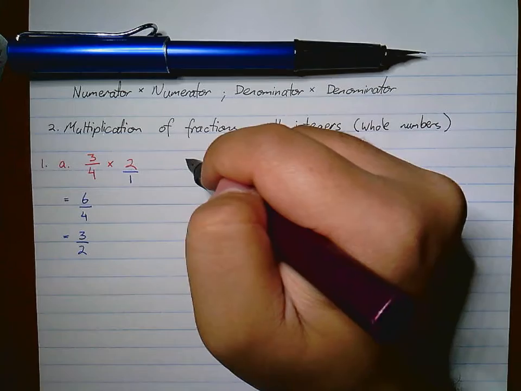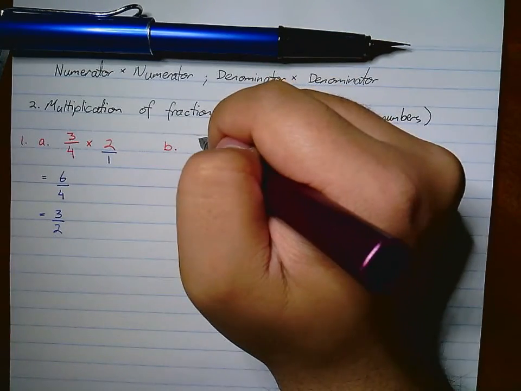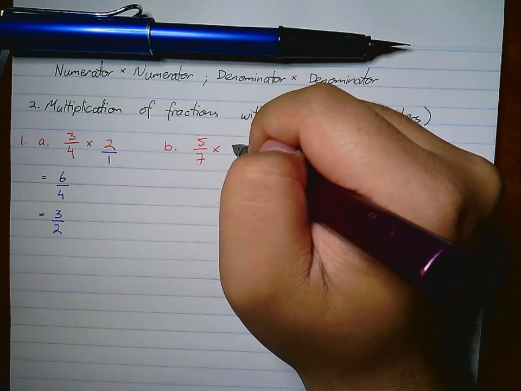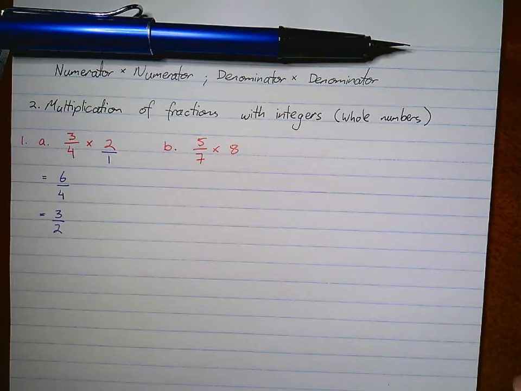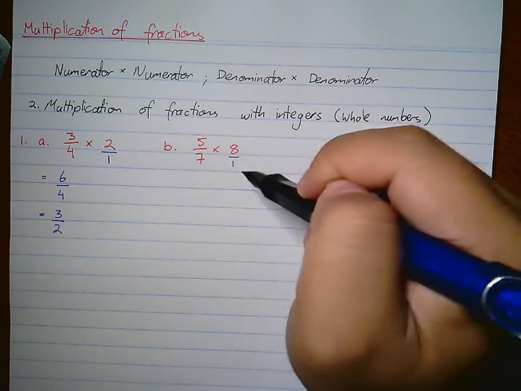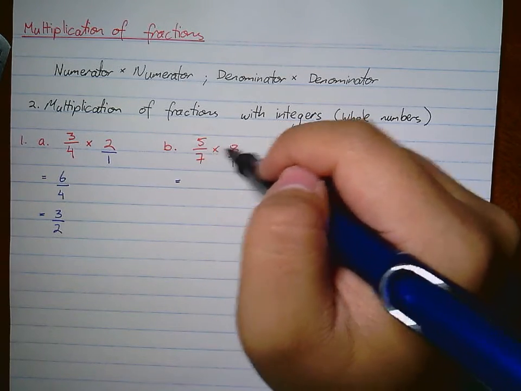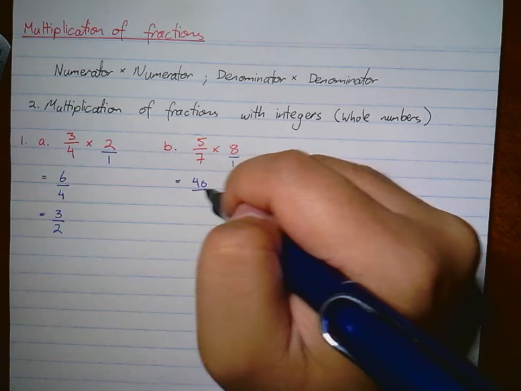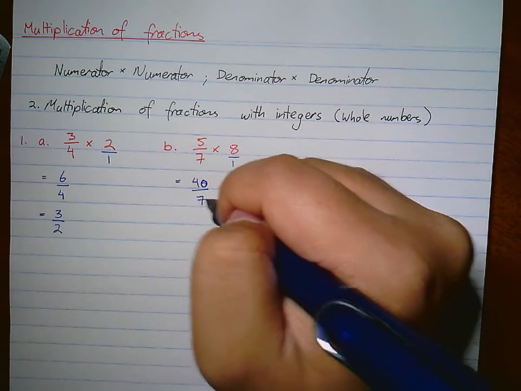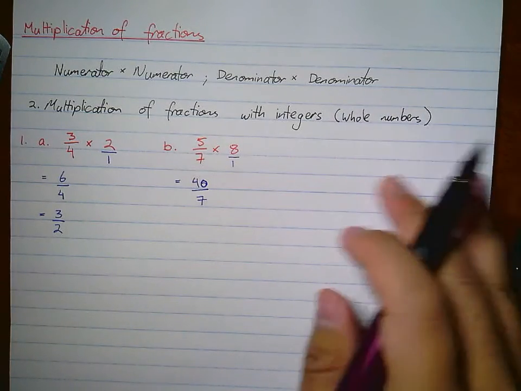Take a look at another example. Let's take a look at a few examples here. 5/7 times 8. Once again, this 8 is a whole number. It's just over 1. 5 times 8 is 40. 7 times 1 is 7, and keeping it as an improper fraction.